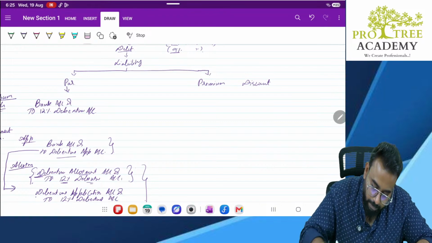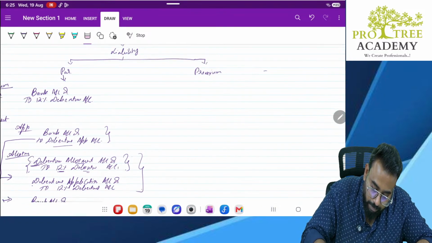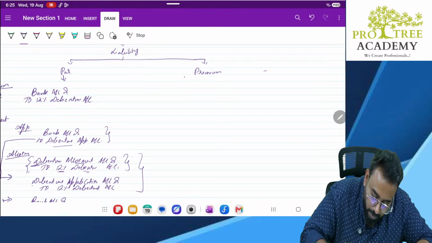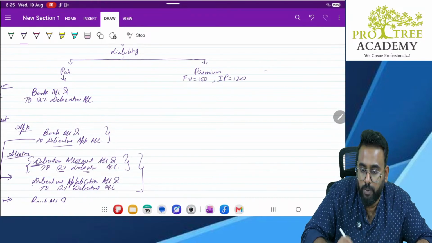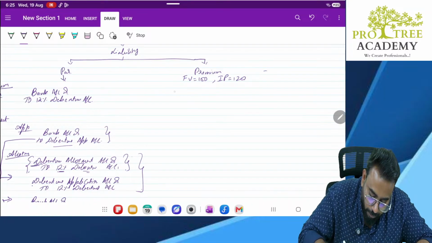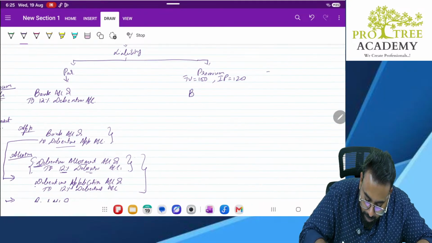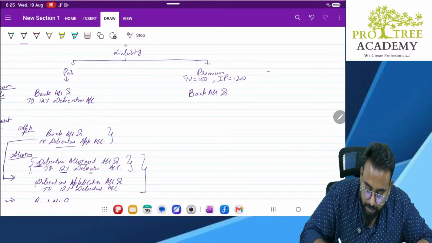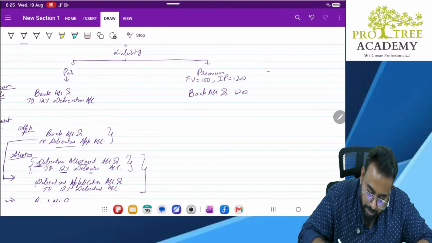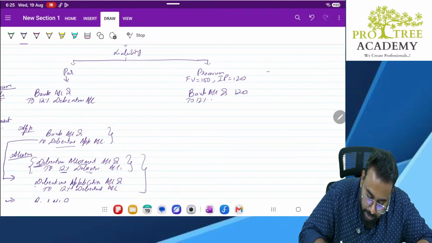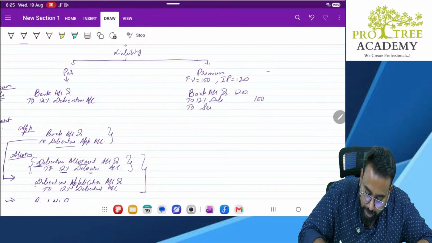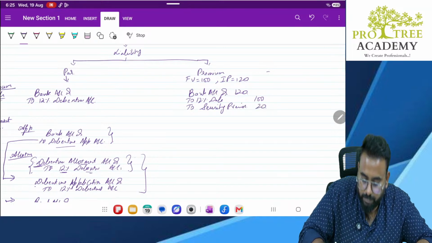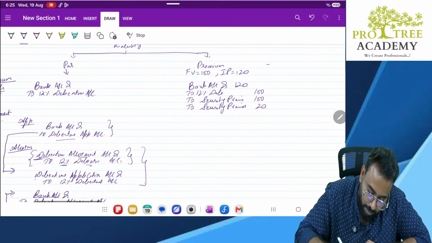What will change for premium? We will collect the premium. When will the premium come? When the face value of debenture is 100 and we are issuing it at 120. That is when the premium comes. So if you are issuing it at lump sum, what is the entry? Bank account debit 120, correct, to 12% debentures 100. The remaining goes to securities premium 20. Clear?